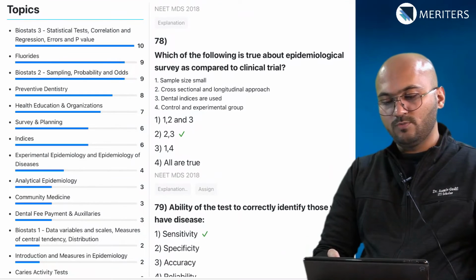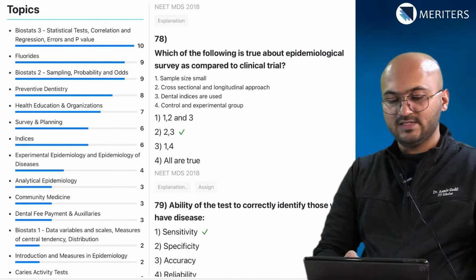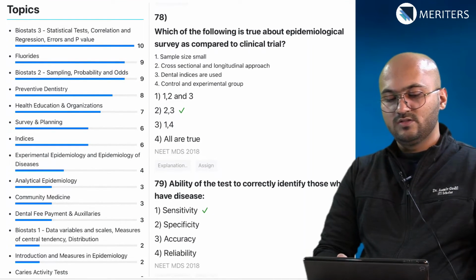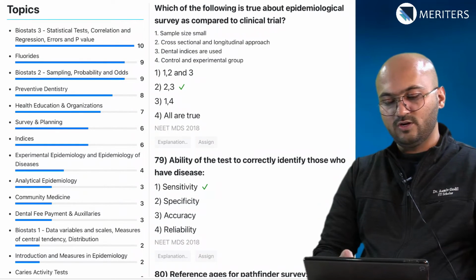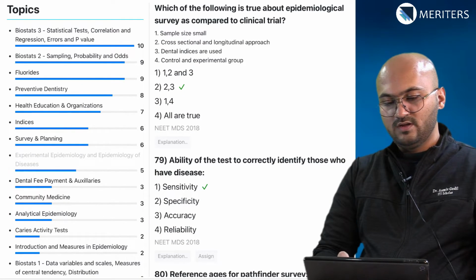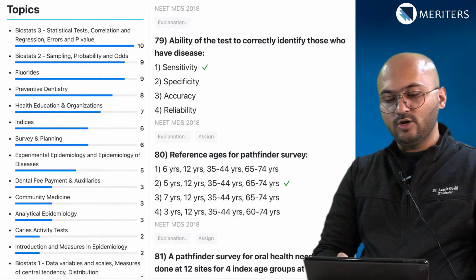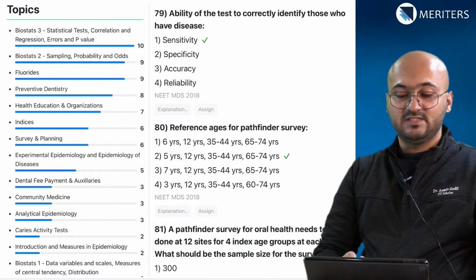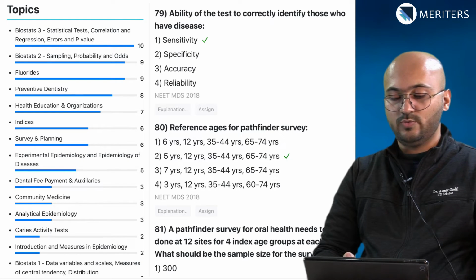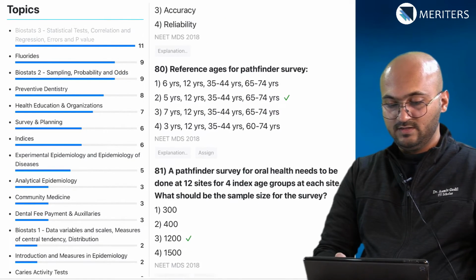Which of the following is true about epidemiological survey as compared to clinical trial? So there are 4 options, and then we have to pick out which one's true for epidemiological survey. Ability of the test to correctly identify. This is a repeat question from 2022: sensitivity.